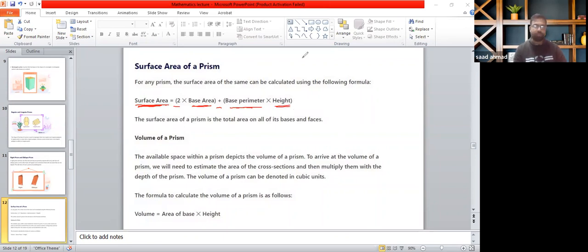So let me start with a basic example with a triangle. Let's say we have this. We start with the first one, the triangular one. So let's say this is 8, and let's say this is 7. And we have the height here. Let's say this one is 4.